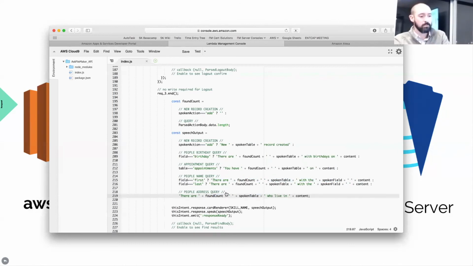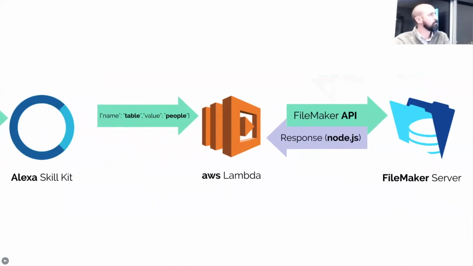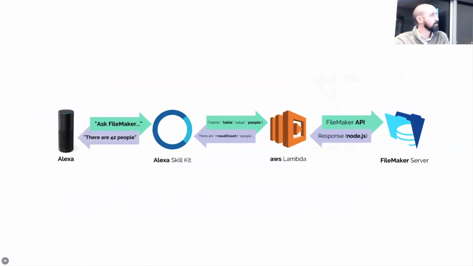So it takes that, it builds out that human-friendly response, sends that back to the skill kit. I said result count there, found count, basically the same thing. Sends that back to the skill kit, and the skill kit reads it back to the user in human understandable English. And that's the entire cycle. And it happens really fast. I mean, surprisingly fast for everything it's doing.